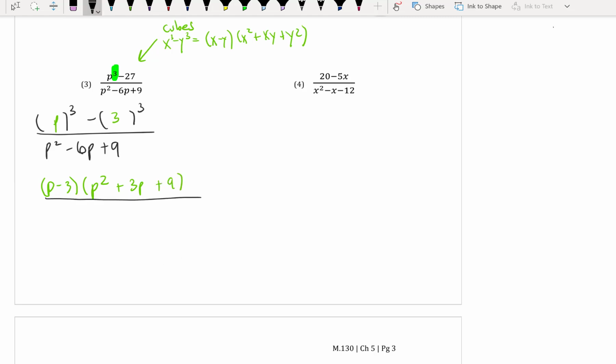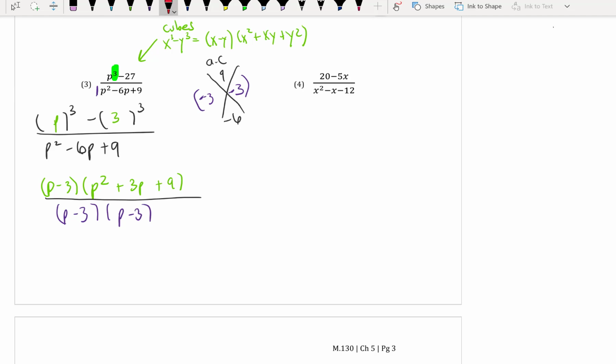And my denominator, if you're doing the AC method, well, your a times your c would be a positive 9, your b is a negative 6, so you need to rewrite this as negative 3 times negative 3 gives you a positive 9, and a negative 3 plus a negative 3 is a negative 6. So I have p minus 3 times my p minus 3, and the only reason I was able to do that is because that leading coefficient was 1.